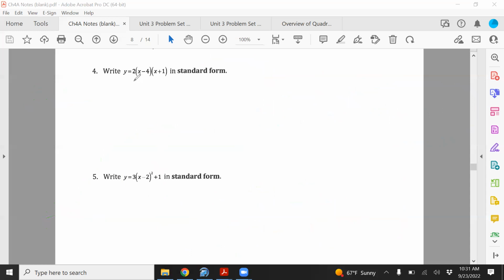Now, be careful with this one. If you want to distribute, go ahead, but you can't distribute the 2 twice. I've seen some students do this: they'll say, I have 2x minus 8 and I have 2x plus 2. If you do that, then this should have been a 4, not a 2, or you need the 2 twice. You can't do this. It's not like you're double dipping, like you go to a buffet and you don't go twice.